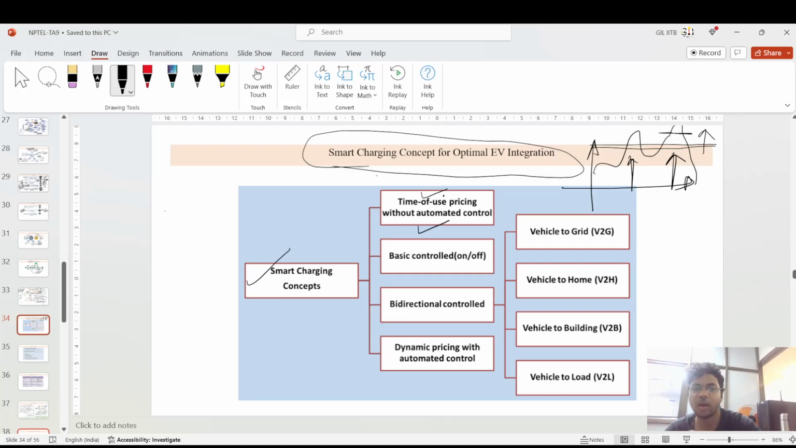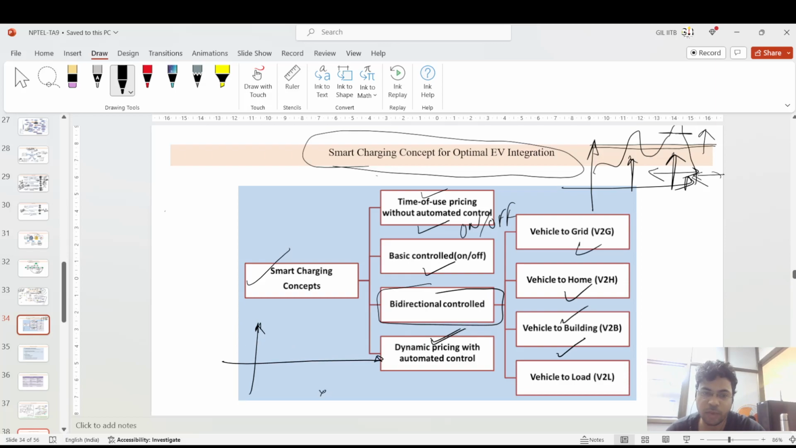This smart charging concept is based on time-of-use pricing without automated control. Time of use means you should not charge the vehicle in the peak hours. You should charge the vehicle in the off-peak hours, when the burden on the grid is less. Basic control is switch on and off control, deciding when to charge and when to discharge. Bidirectional control is the same concept, that is V2G, V2H, V2B and V2L. And then there is dynamic pricing with automatic control.